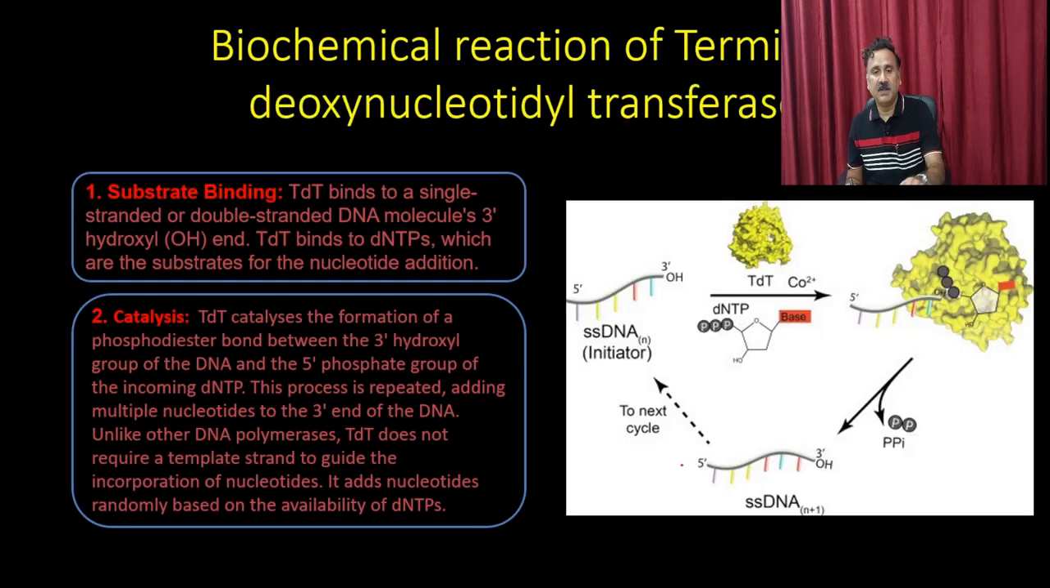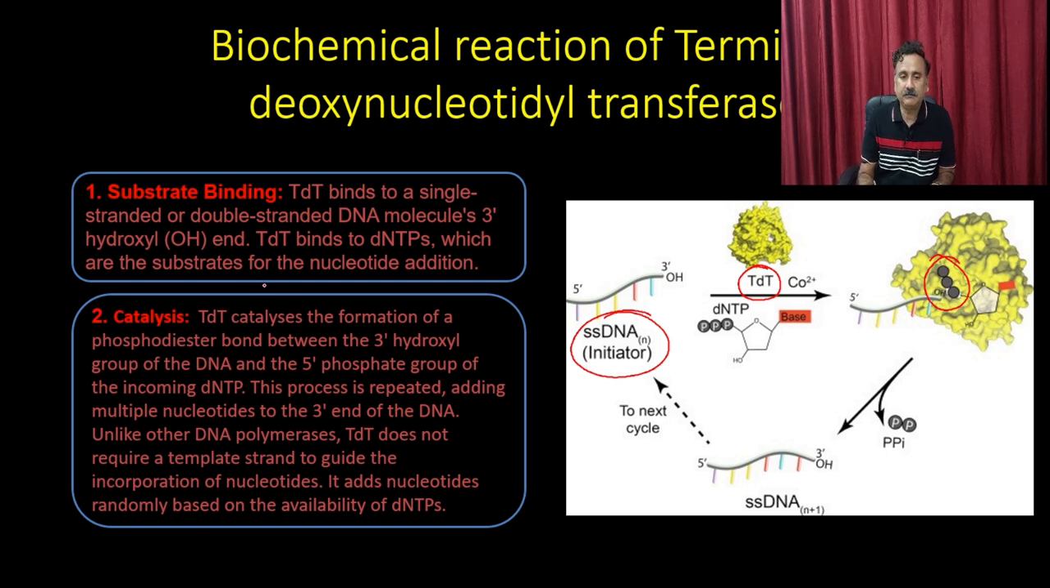This is the biochemical reaction it catalyzes. If you have single-stranded DNA and you incubate it with terminal deoxynucleotidyl transferase in the presence of dNTPs, it is going to add nucleotides onto the 3' end and form a polymer. In one cycle it adds one nucleotide, and if this cycle continues for a longer period of time, it is going to add that particular nucleotide for a very, very long length. First, it is going to bind the substrate.